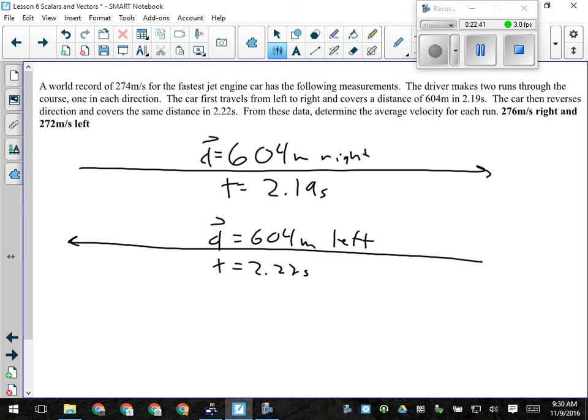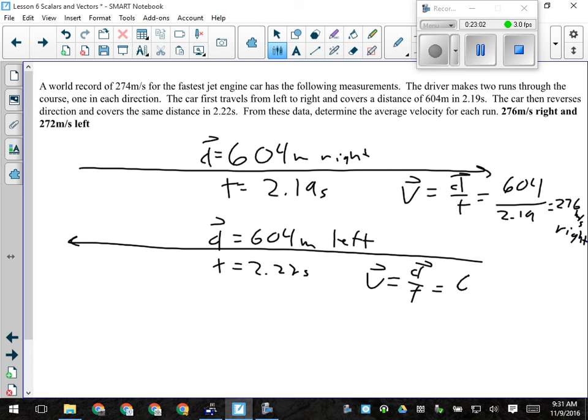So in this case, it's just asking you to do 2 v equals d over t questions, where it's velocity and displacement this time. 604 over 2.19 gives us 276 meters per second right, because that's when he's going from left to right. And then v equals d over t for the other run, 604 meters left over 2.22 seconds, which gives us 272 meters per second left.